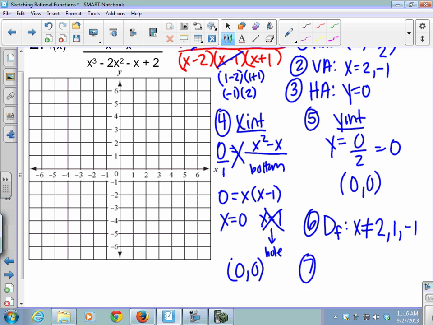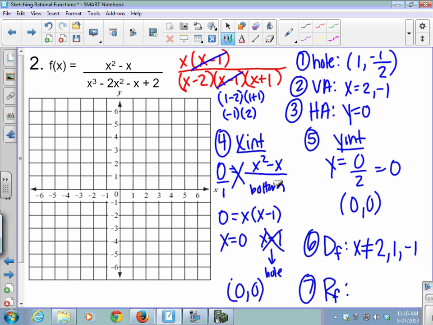Now, the seventh thing is the range. At this point, I need a graph to find the range, so I'm going to graph what I know so far. The first thing I know is that there's a hole at 1, negative 1/2. So over 1, down 1/2, I'm going to put an open circle. We don't want to put a closed dot there, you just want to put an open circle because there's a hole and our graph can't go there.